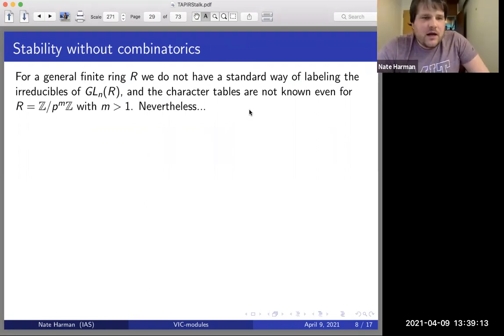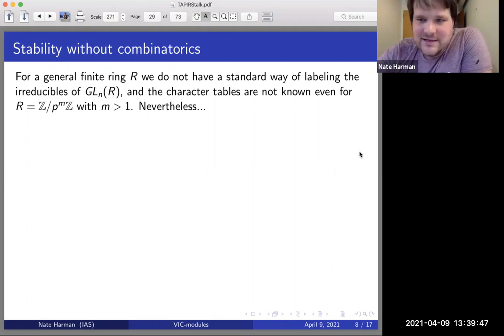So, all right, let me talk a bit about these issues. First, I want to talk about now if I have a general finite ring, I should say finite commutative ring. As Jordan mentioned, we don't even know the representation theory for a single GLN R if R is Z mod P to the M for some M larger. So the hope of some nice combinatorial labeling kind of goes down the drain. We don't even have such a labeling for a single one.